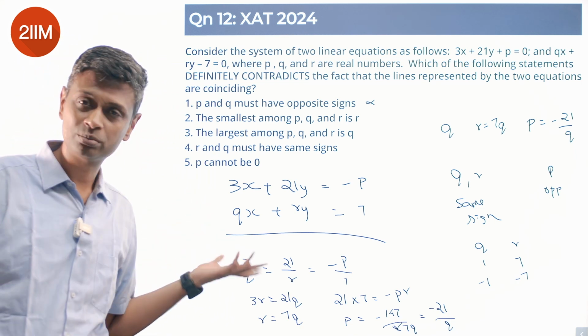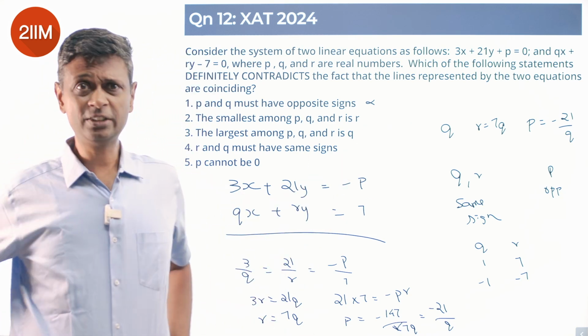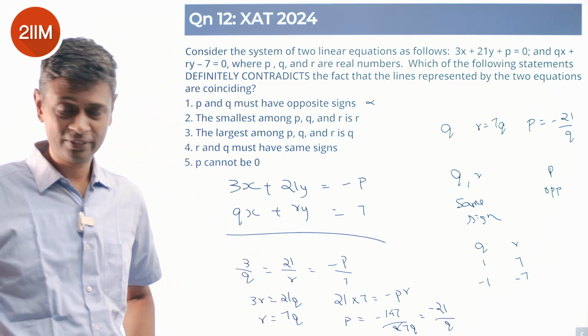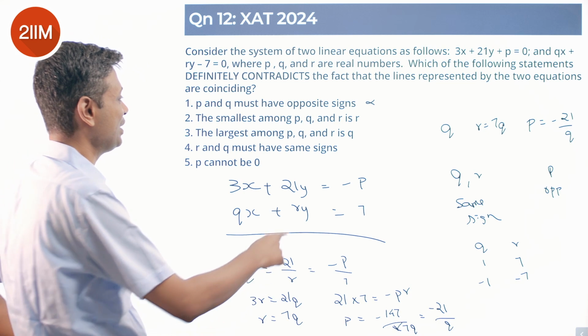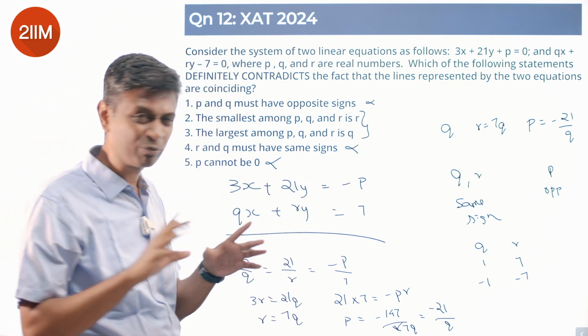P cannot be 0 is true. It doesn't contradict anything. P is minus 21 by Q. First cut, I look at all of this and go, look, none of these contradicts. Now I'm worried. These two I'm sure, this I'm sure. These two I'm worried about. I feel like I might have missed something.